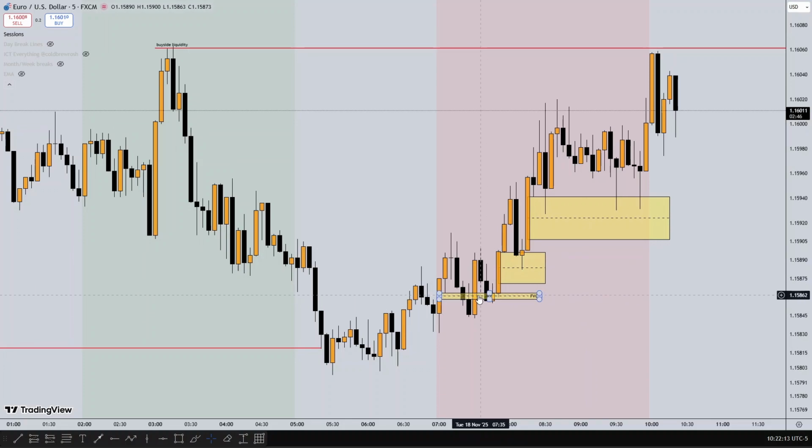Price respected the 5 minute fair value gap, created a higher retracement. Another entry for you to take advantage of.